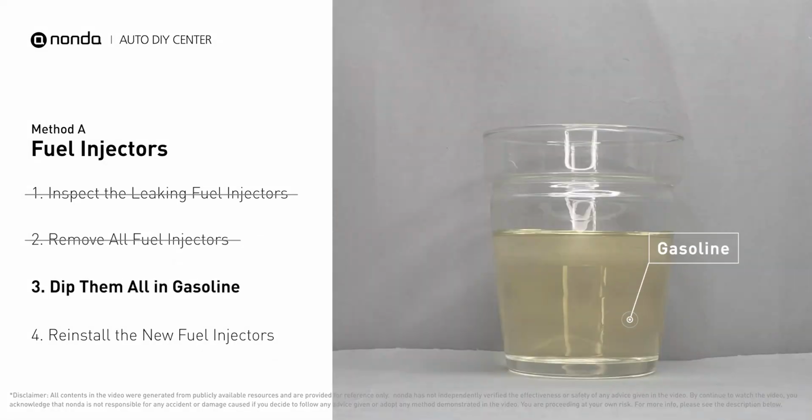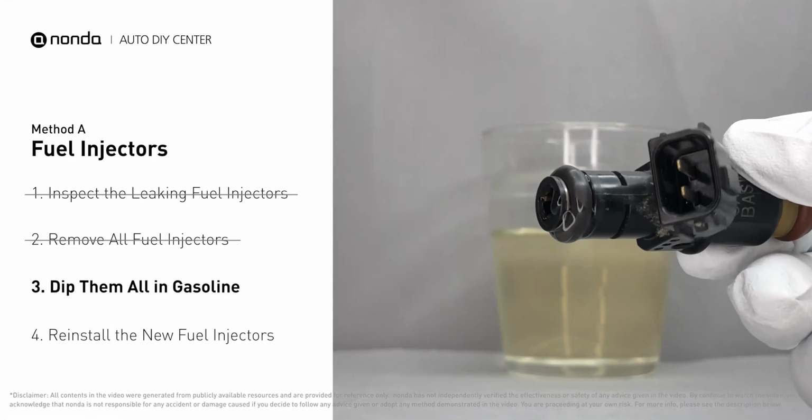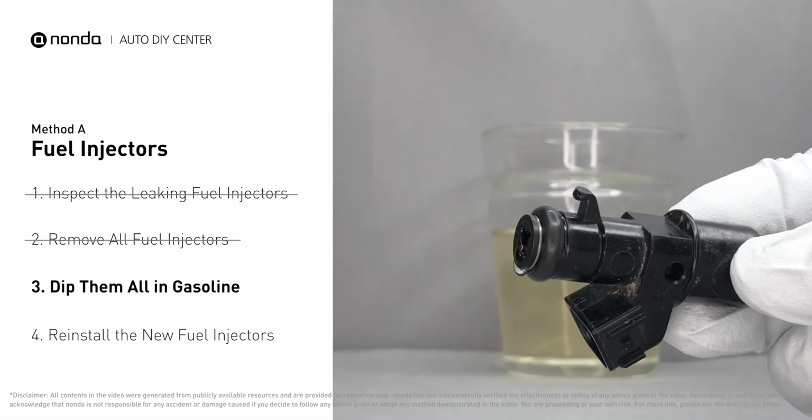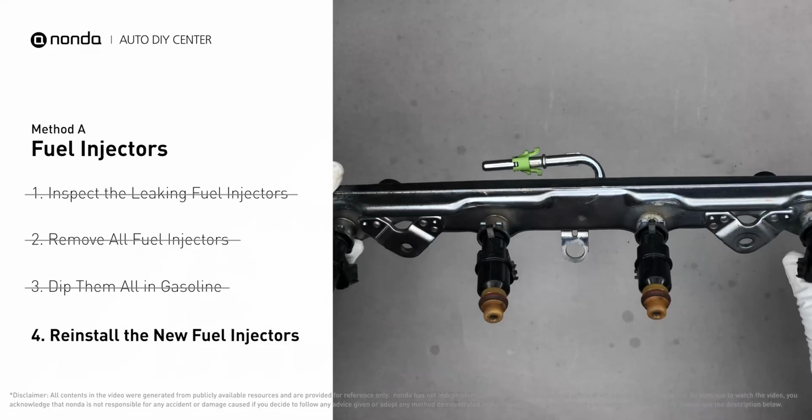In order to prevent leaking, get some gasoline, put it in a cup, and then dip the new fuel injector into it, so the seals may get wet with gasoline, and it will go in and won't leak. After all, just slide all the new fuel injectors in.